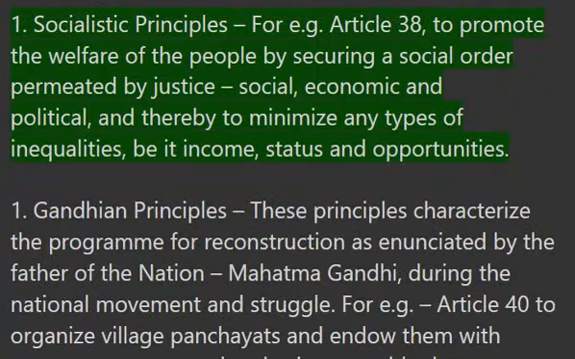1. Socialistic principles, for example, Article 38, to promote the welfare of the people by securing a social order permeated by justice, social, economic and political, and thereby to minimize any types of inequalities, be it income, status and opportunities.